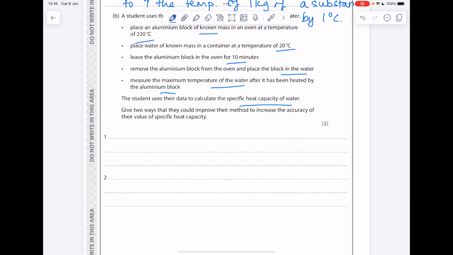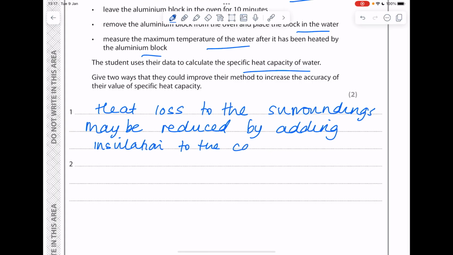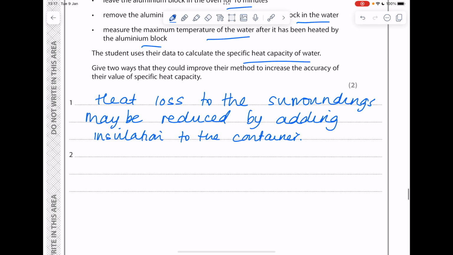Well, you're going to suffer from heat loss to the surroundings, which will give you an inaccurate maximum increase in temperature. So let's add some insulation. So heat loss to the surroundings may be reduced by adding insulation to the container. And then a nice simple one, repeat and calculate an average.